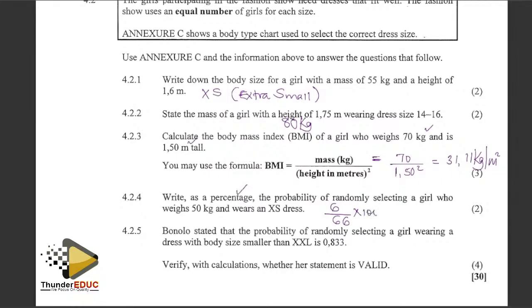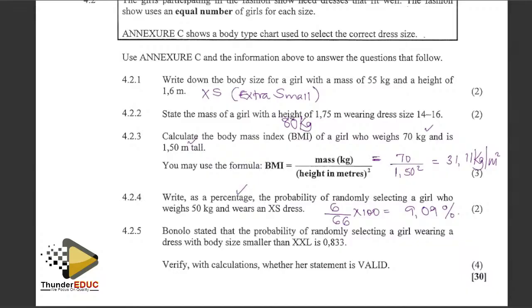We multiply by 100, which will be 9.09%. Don't forget that because probability, the answer lies between 0 and 1, or 0 and 100%.